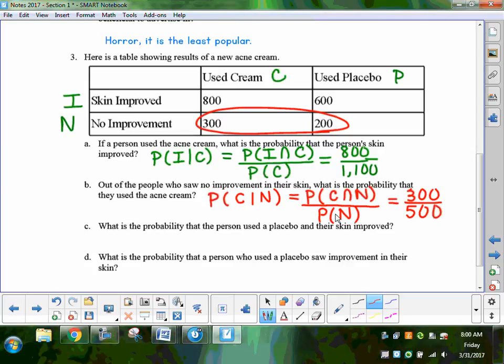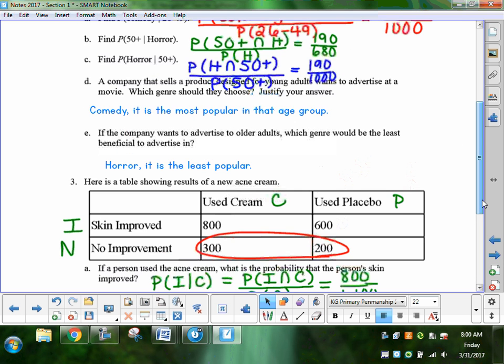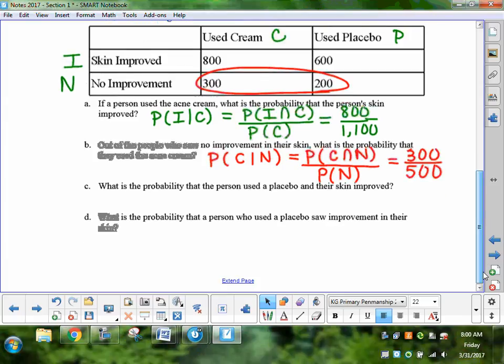Jason? When you say P of something and then that line, something is probability of B given A. So you're saying, what's the probability that this happens if this is already happening? That should already be written out for you on the last one. Now, take a look at what we got over here. What's the probability that the person used the placebo and that their skin improved? You tell me.